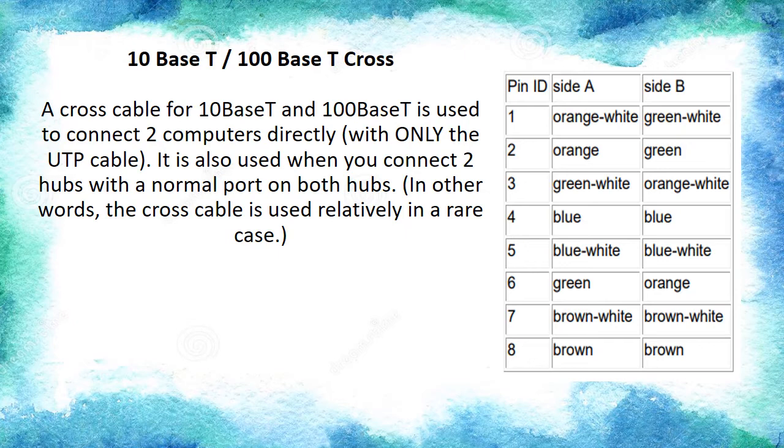The crossover cable for 10 base T and 100 base T is used to connect 2 computers directly with only the UTP cable. It is also used when you connect 2 hubs with a normal port on both hubs. In other words, the cross cable is used relatively rarely, just like when you are using 2 computers.